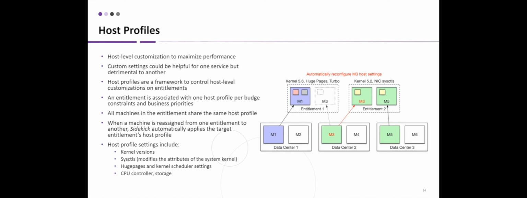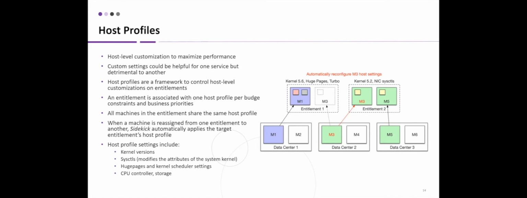So host profiles are a framework to control host level customizations on entitlements. An entitlement is associated with one host profile per budget constraints and business priorities. So all machines in the entitlement share the same host profile, and when a machine is reassigned from one entitlement to another, a component called Sidekick automatically applies the target entitlement's host profile. So it knows exactly, like if you have a specific job assigned to an entitlement or a machine, then you know, okay, this machine has a specific host profile, things like that, because it belongs to this entitlement.